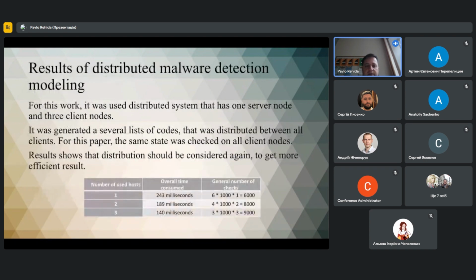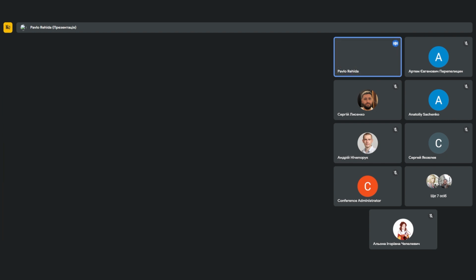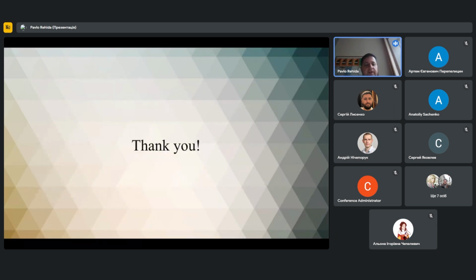Future research. After performing several launches, we defined the next improvements that should be made: researching new anti-emulation methods, making the current emulator more complex so it will be able to perform additional instructions, implementing a voting system in the server application, and finding the optimal size of tasks that should be sent to the clients in order to optimize the efficiency of the whole system. Thank you.